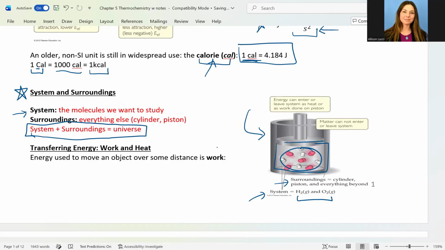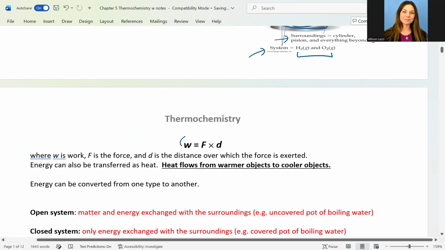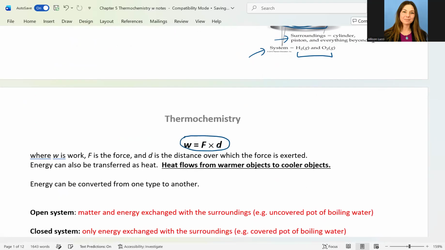Now, when we talk about energy, we should note that energy, we'll see in the first law of thermodynamics, cannot be created or destroyed. But we can transfer energy from one form to another. We can also transfer energy in the form of heat. And energy can also be used, we can note here, to move an object over some distance. And this is given by this equation here. So this is our equation that relates work. So W for work, some force, so some energy being utilized to move some object over a distance.